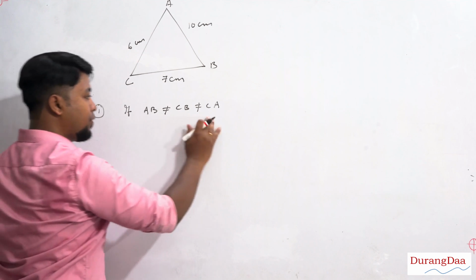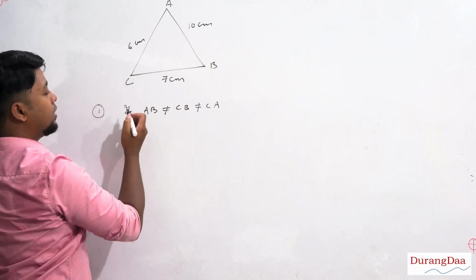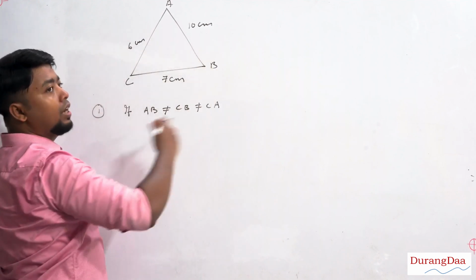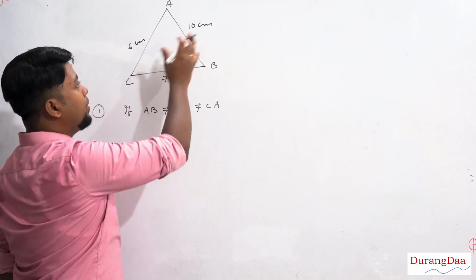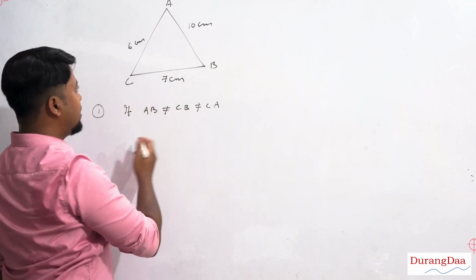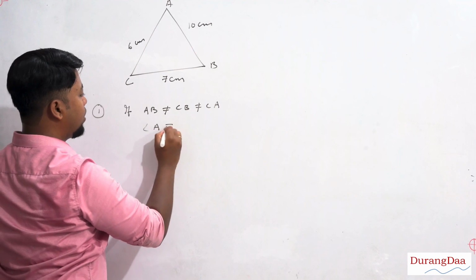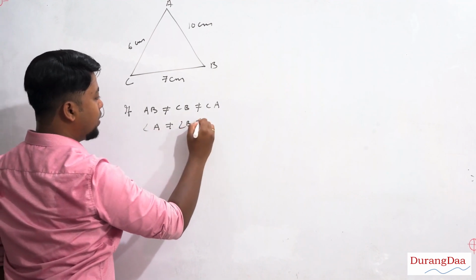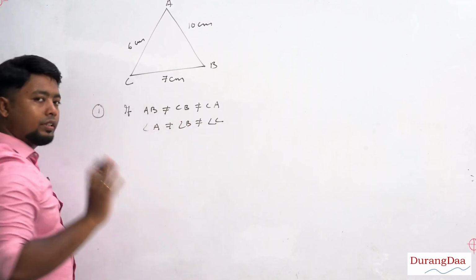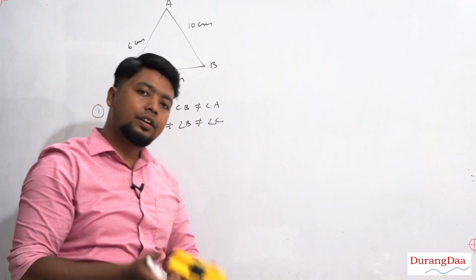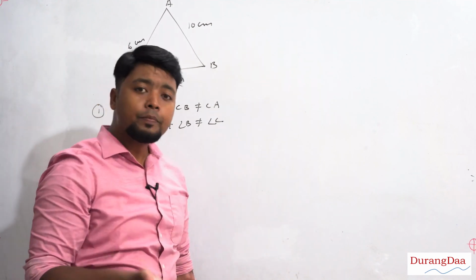If this is the situation, then it is understood that the angles will also be unequal. None of the angles would be equal to each other. So I can write here, angle A not equal to angle B not equal to angle C. This is the first point: if none of the sides are equal, then none of the angles would be equal.